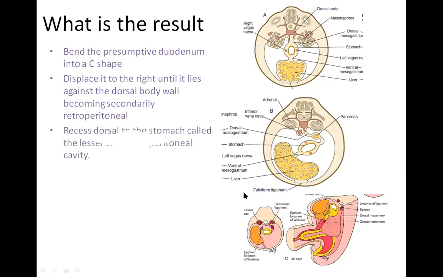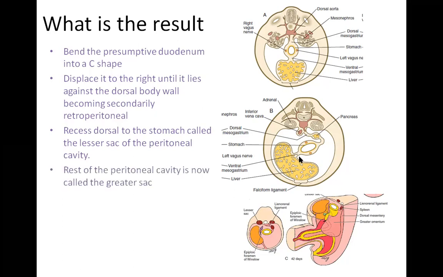Then what happens? Because of the rotation of the stomach, 90 degrees around its craniocaudal axis, there is the formation of a pouch behind this stomach. This recess dorsal to the stomach is known as the lesser sac of the peritoneal cavity, and the part which is anterior to it is the greater sac.